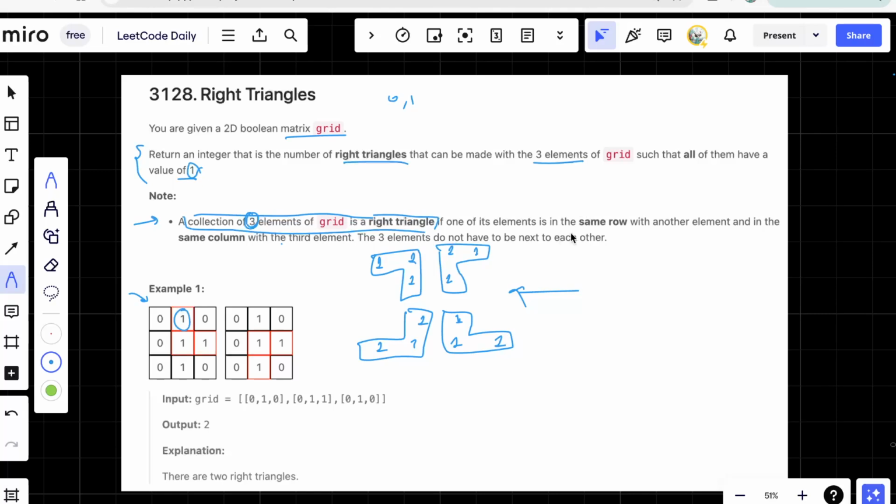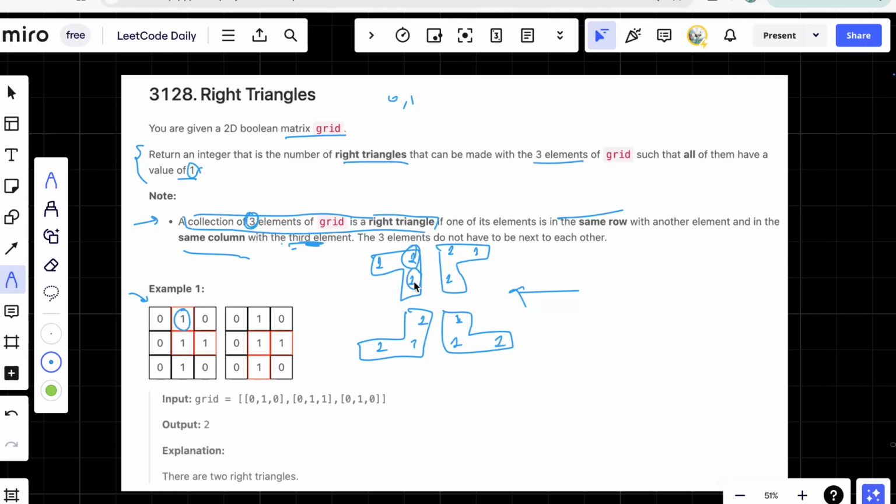But there is one hint in the question. The way that they have described the right triangle is that they have this third element, and with this third element, they're comparing: in the same column, you're supposed to have a 1, and in the same row, you're supposed to have a 1. So that simply implies that this is the one that we are targeting, the third element.